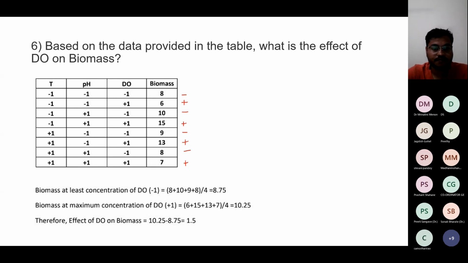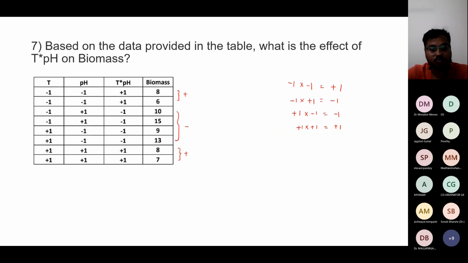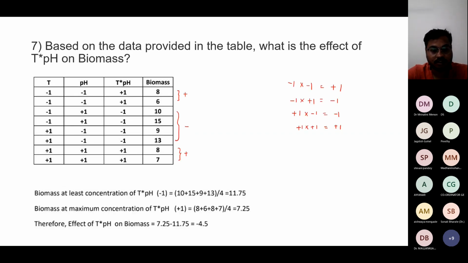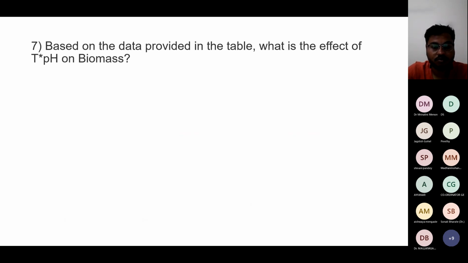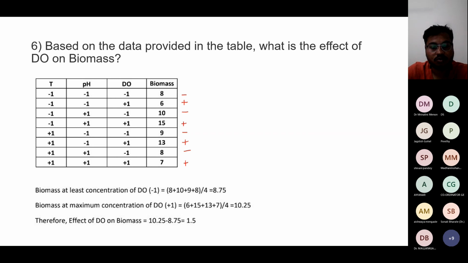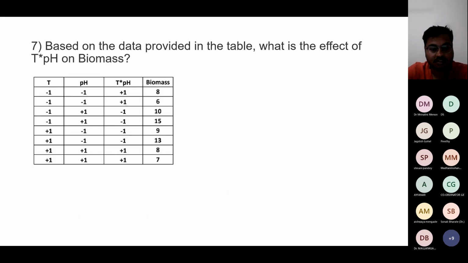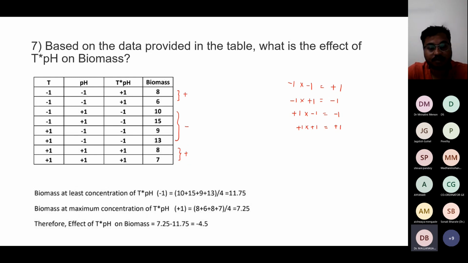And also these values give you a sense of how much these factors affect biomass. For example, dissolved oxygen affects less compared to temperature and pH, like the interaction between temperature and pH, because this value is higher compared to this value. But I don't think you can directly say that this factor affects it 3 times more or something like that.